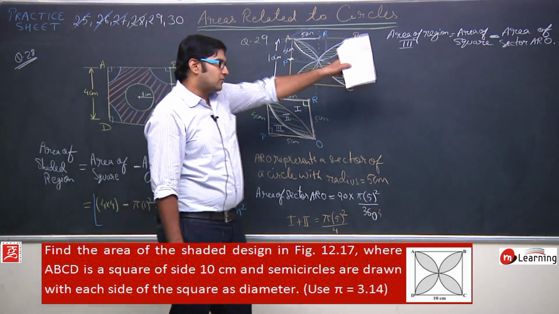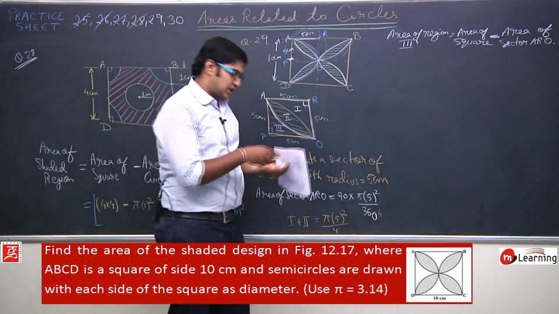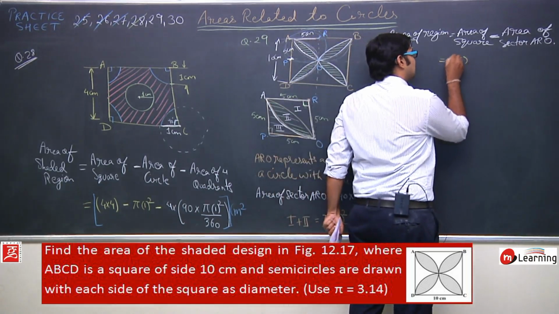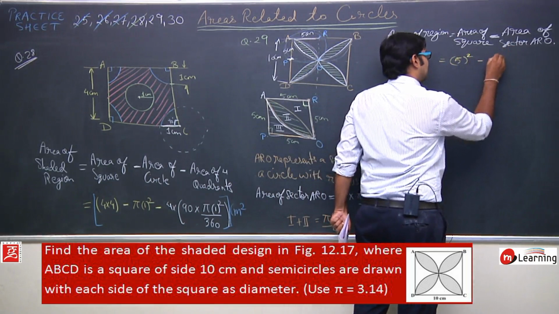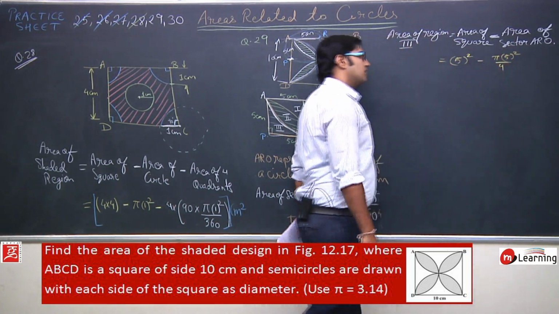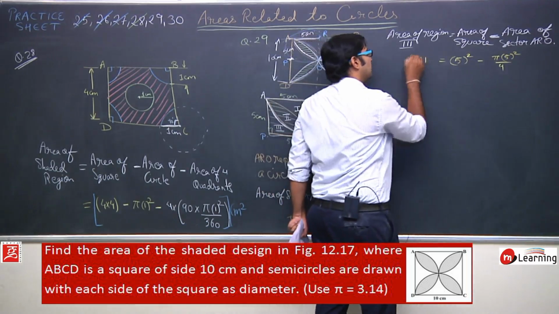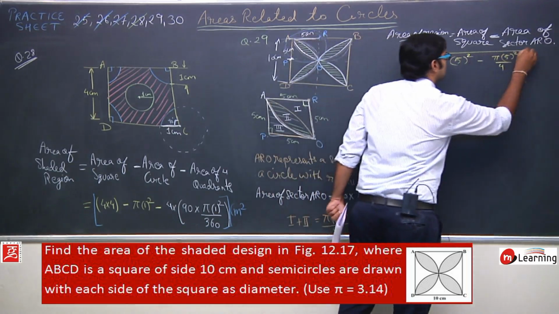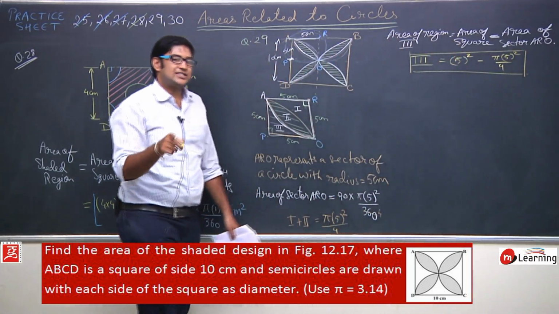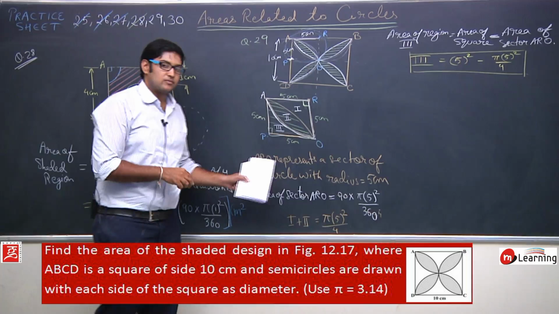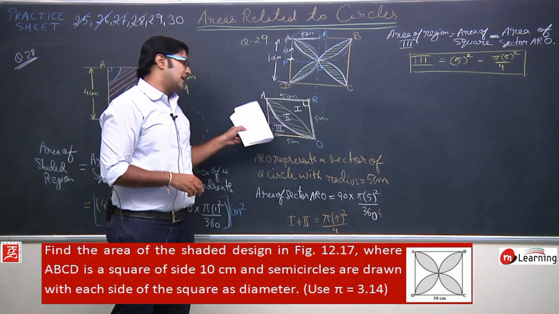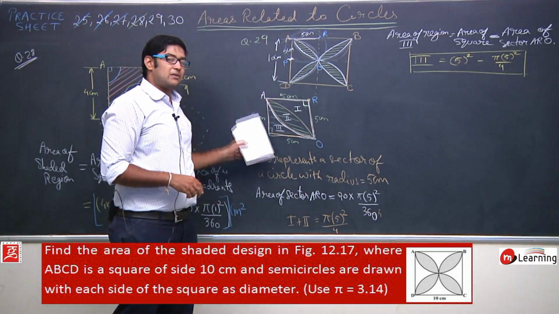Now from this formula, what will be the area of region 3? Area of region 3 will be equal to area of square, which is 5 square, minus area of sector, which is pi into 5 square upon 4. This is the area of region 3. Now I have the area of region 3. Now try to observe the condition. If I calculate the area of sector APO.